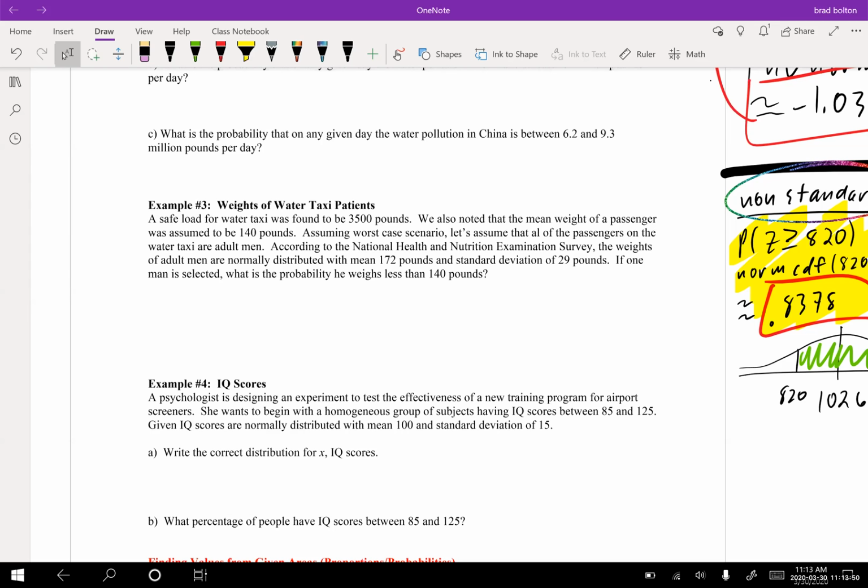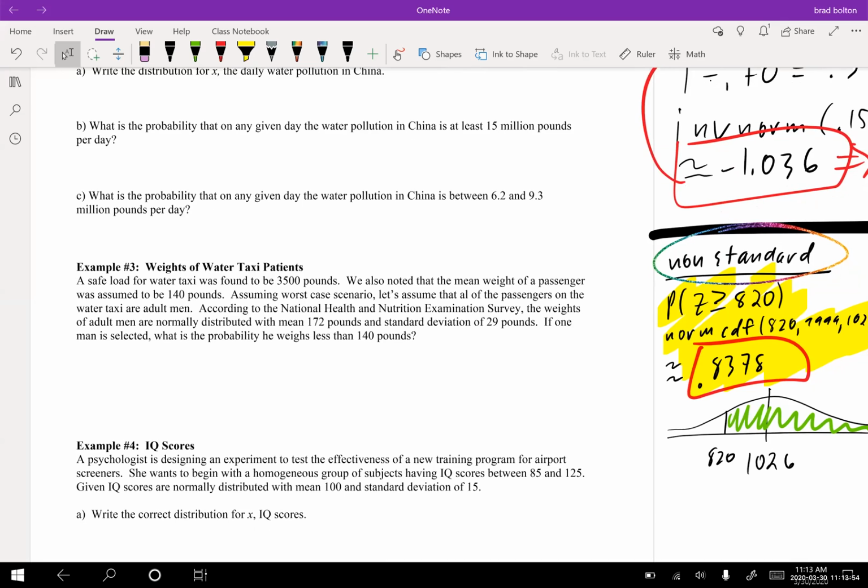we can look at this problem. Yeah, I think we can look at this problem. So it says a safe load for water taxis was found to be 3,500 pounds. We also noted that the mean weight of a passenger was assumed to be 140 pounds. Assuming worst case scenario, let's assume that all of the passengers on the water taxi are adult.